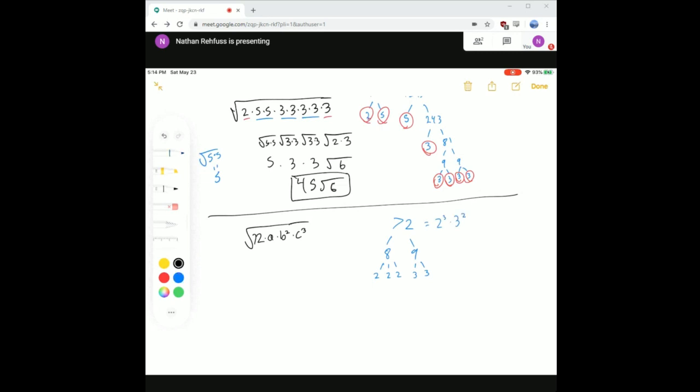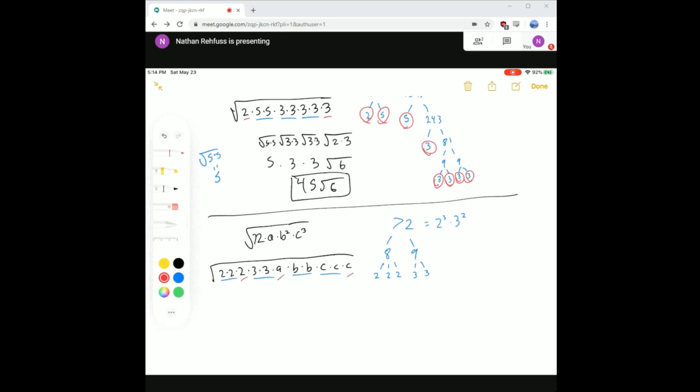I'm going to pull out the factors of these variable expressions as well. This is 2 times 2 times 2 times 3 times 3 times a times b times b times c times c times c. Now, what can we pull out? I've got a pair of 2's, a pair of 3's, a pair of b's, and a pair of c's, leaving behind a lonely 2, a lonely a, and a lonely c.